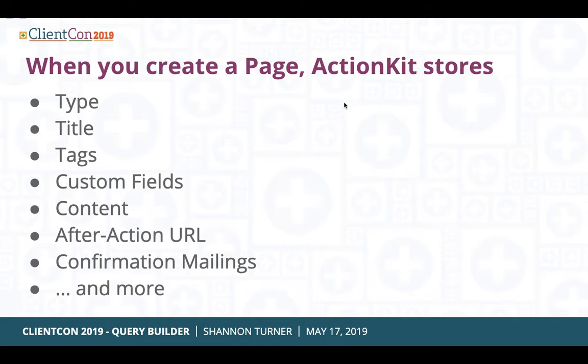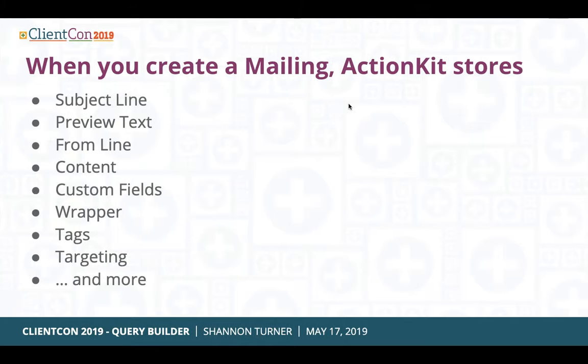Similarly, when you create a mailing, ActionKit is also storing lots of information about that mailing. What subject line are you using? What's the content of the mailing? What wrapper are you using? So what's it look like? What tags are associated with the mailing? And maybe most importantly, who's going to be receiving this mailing?